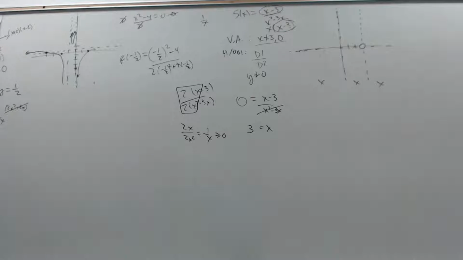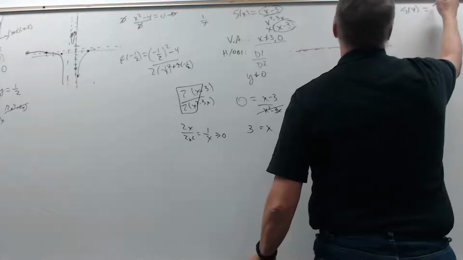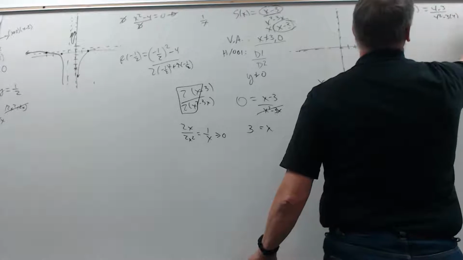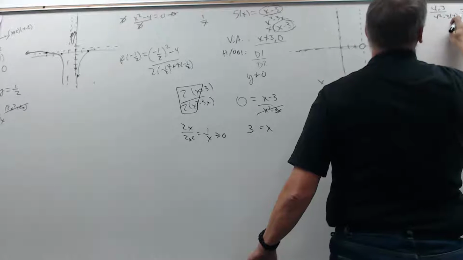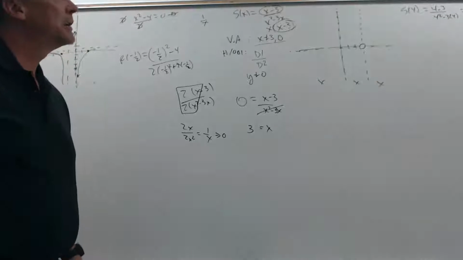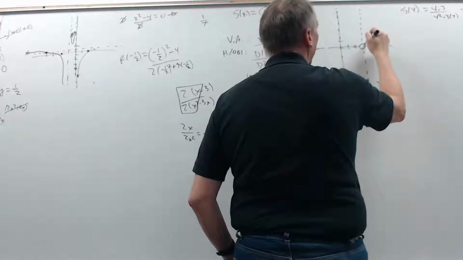So what do we do? Now you're just going to have to pick points. How about S of 4? 4 minus 3 over 4 squared minus 3 times 4 equals 1 over 16 minus 12 is 4, 1/4. Okay? So at 4, I'm at 1/4. So I'm about right here.